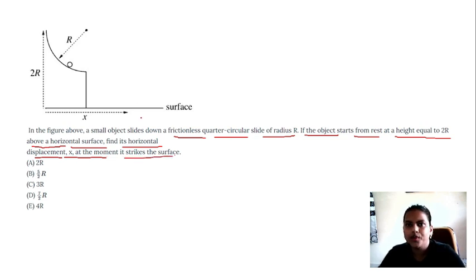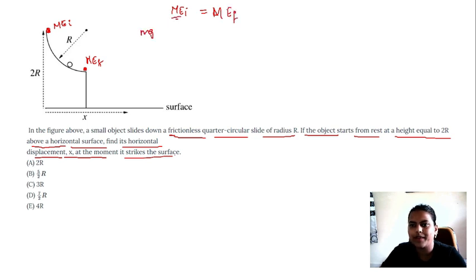In this question, no non-conservative forces are acting. Since it is frictionless, there is no friction and no loss in energy. So at this point and at this point, the mechanical energy would be the same. Mechanical energy initial is equal to mechanical energy final. Mechanical energy we know is equal to mgh plus half m v squared, initial, equals mgh final plus half m v f squared.